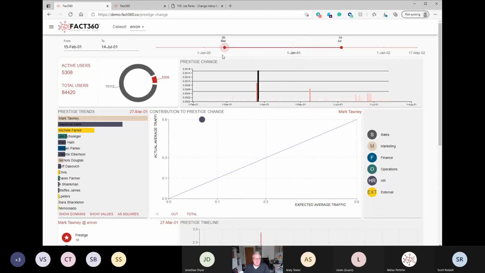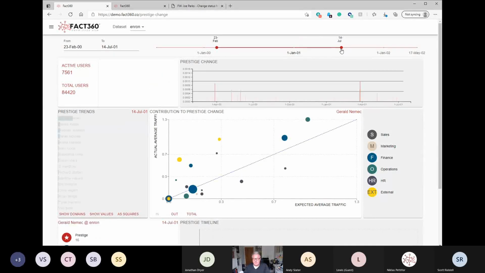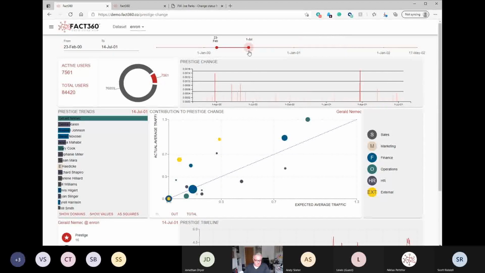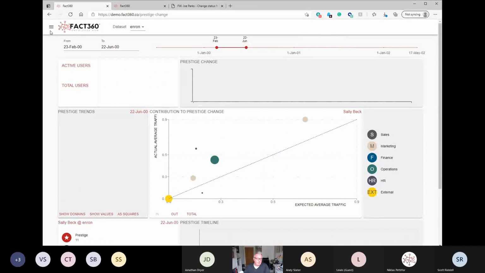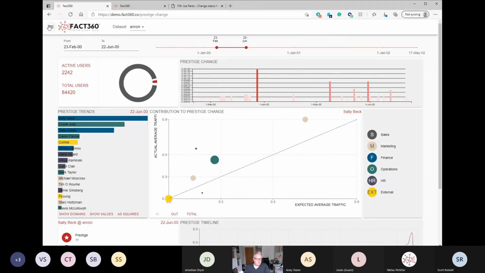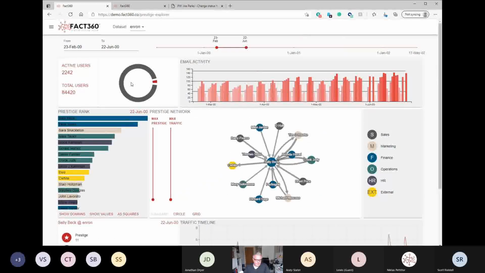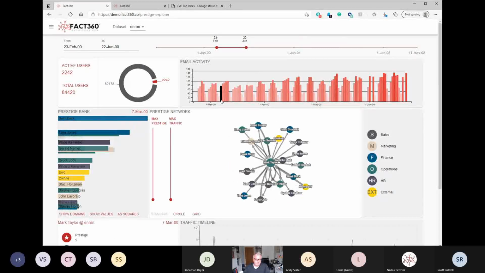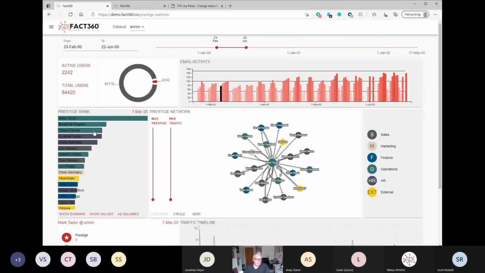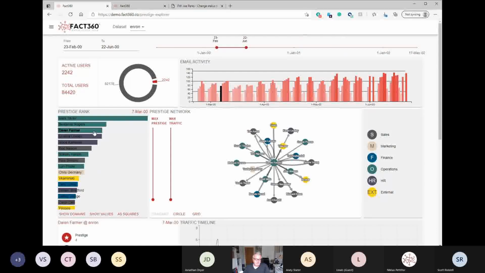But what we can also do is just go back to some interesting stuff. Let's take it back to 7th of March, something like that. And what we can do is we can look at a guy called Darren Farmer. Now, what I'm going to do is actually, let's go back to the Prestige Explorer at this point. So if I look at around the 7th of March, and we look at Darren Farmer, so I can see Darren Farmer's network.